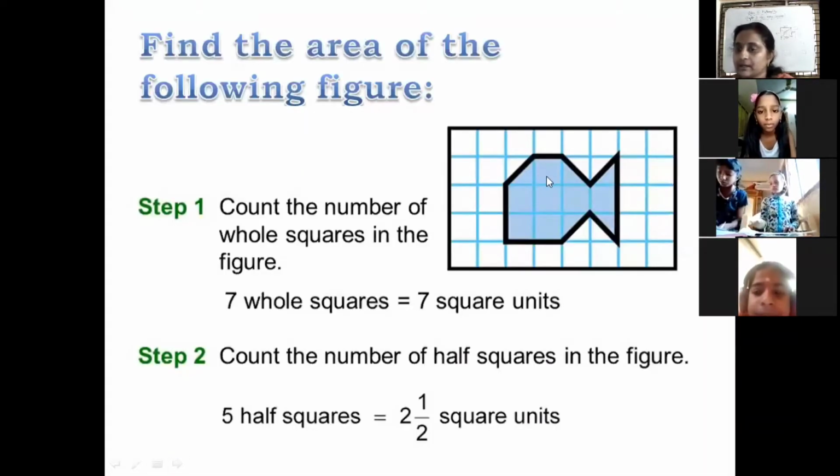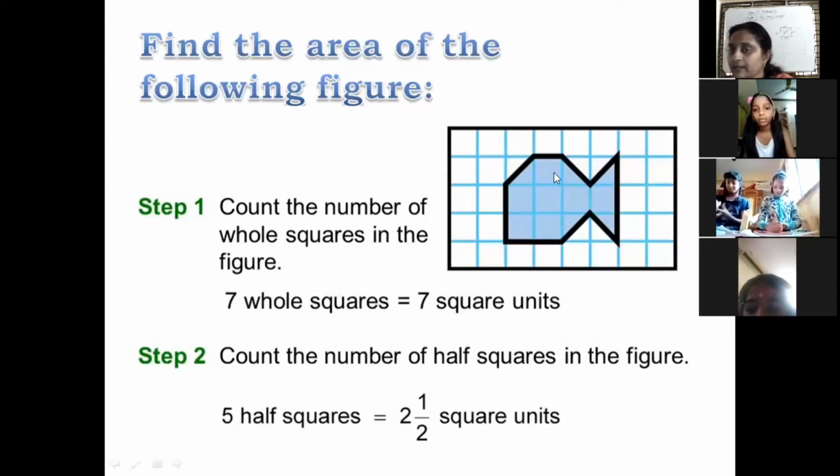So let us see this figure. Observe this figure here. Here also we have full squares and half squares. First of all, we have to count the full squares. 1, 2, 3, 4, 5, 6, 7. So we have 7 full squares here. How many half squares do we have? 1, 2, 3, 4, 5. So 5 half squares means 2.5 squares.